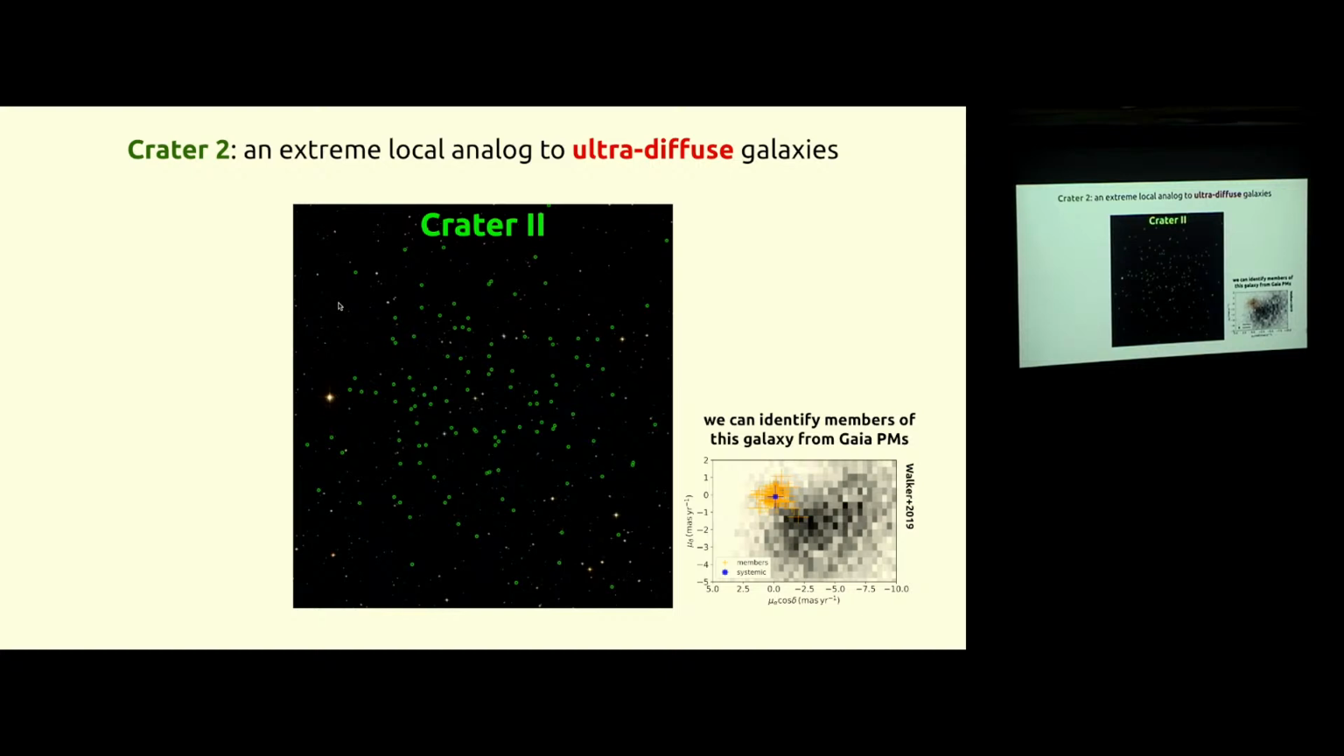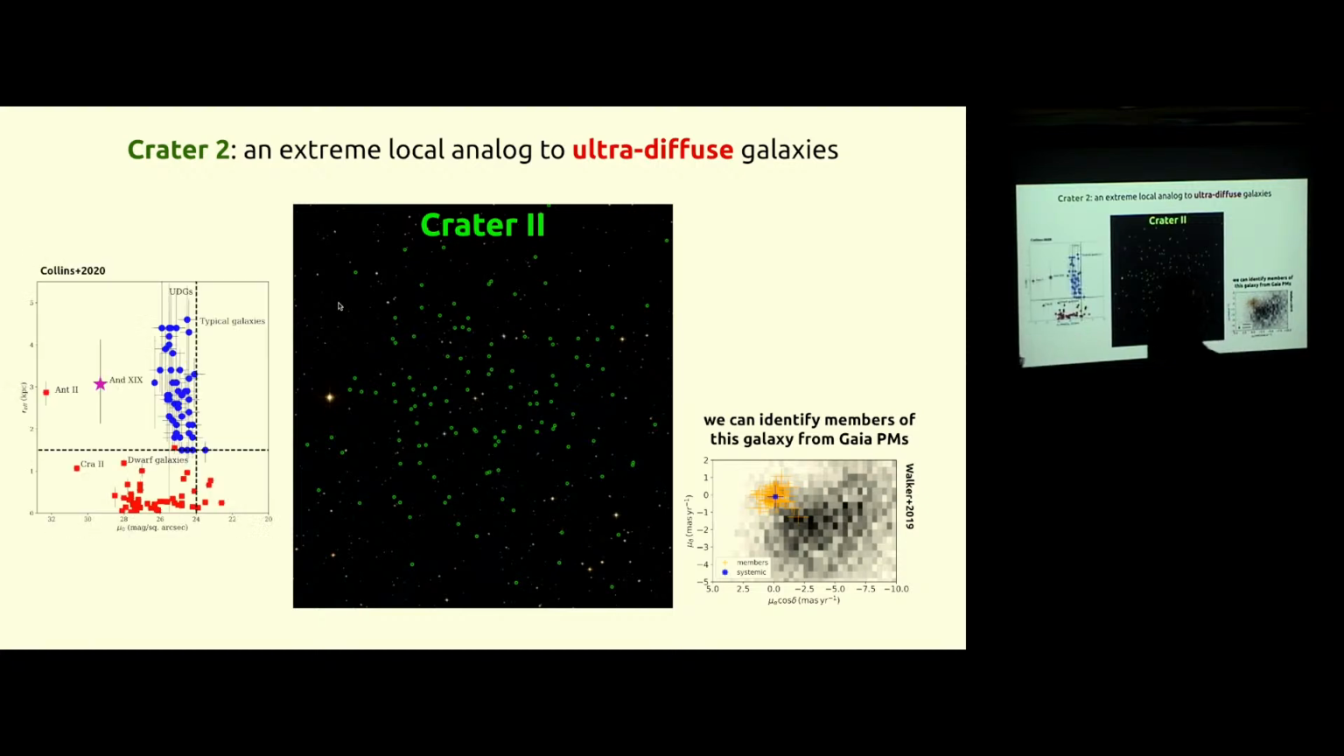So ultra-diffuse galaxies are defined as those galaxies right here that have a central surface brightness of something like 25 magnitudes per arcsecond squared. And the central surface brightness of this galaxy is something along the lines of 30 magnitudes per arcsecond squared. So this thing really is an extreme, again, analog of these ultra-diffuse galaxies.